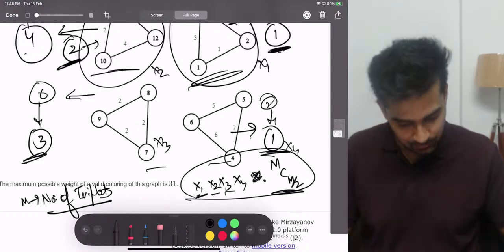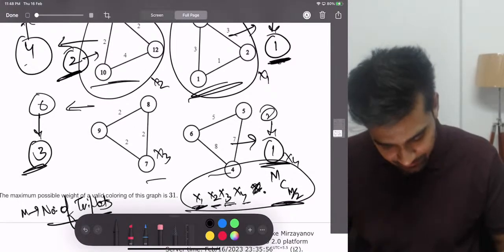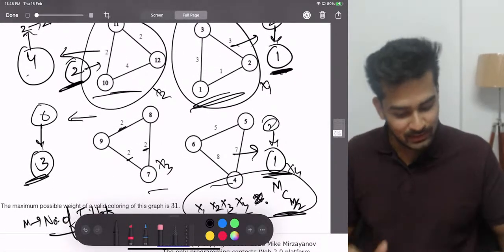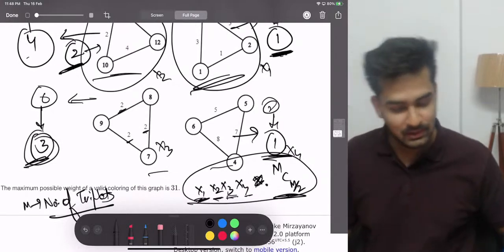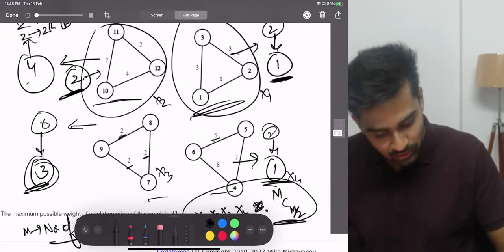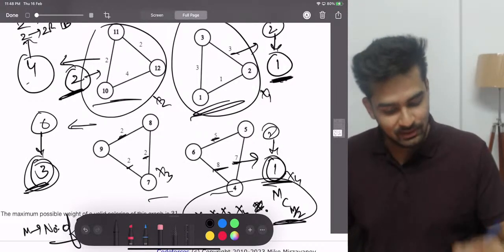Okay, now how do you really find x1, x2, x3? If you have all the edges same, then your answer will be 3 for that particular triplet. Okay. If you have all the edges different, then your answer will be 1.